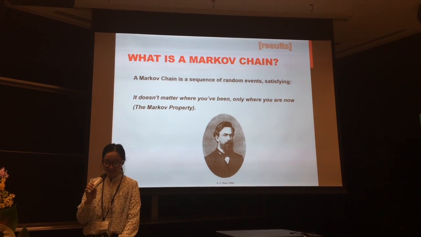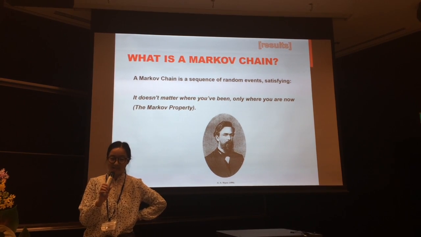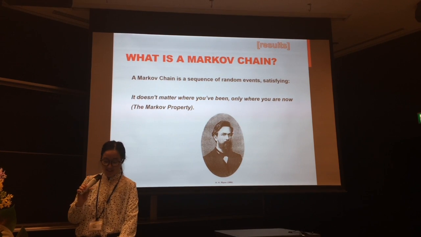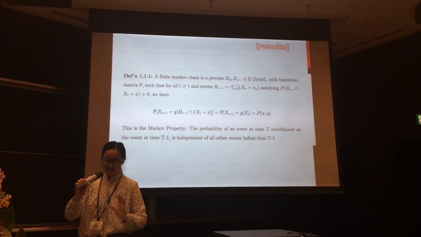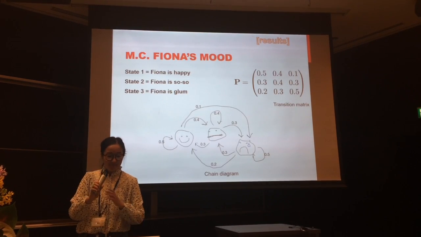So Markov chains are a sequence of random events in which the probability of the next state only depends on your current state. So it doesn't matter where you've been, it just matters where you are now. So this is how I would write it in a mathematical way, but we won't go into detail here.